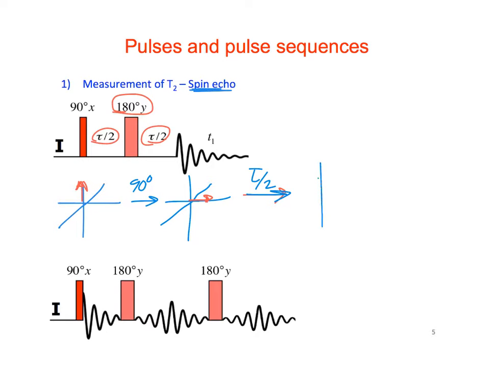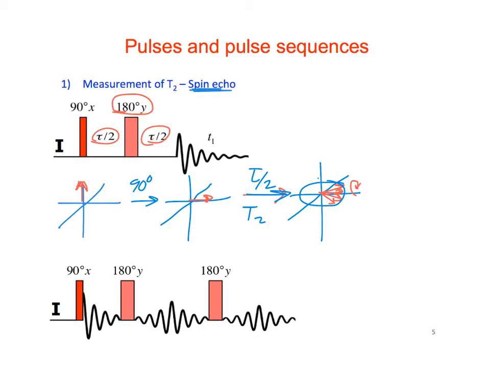Okay, so we could draw it like this. We start to get some dephasing like this. Okay, this is our T2 process. Then what they do is they do a 180 but along the y-axis. So it's going to rotate this way.